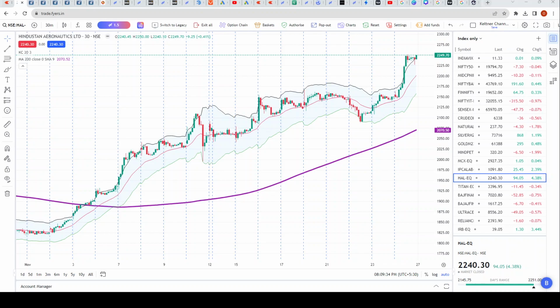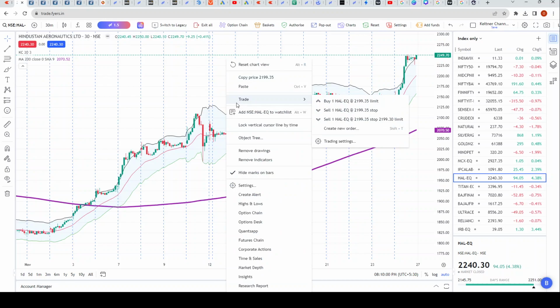So as you can see on my screen, I've already got a chart of Hindustan Aeronautics, also called HAL, open on my screen. I'm viewing it on the 30-minute time frame. There are currently two indicators on the screen. One is a moving average of 200 and the other is the Keltner channel. But for the sake of better understanding, I will first remove these two indicators and start from scratch.